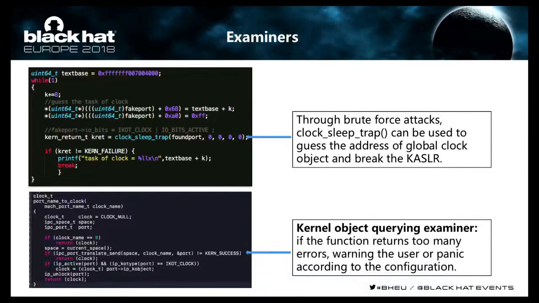The clock sleep trap is a system call that can be used to guess the address of the global clock object through a brute force attack. But when the attacker does the brute force attack, he needs to get a lot of error returns in order to guess the address of the clock object. Therefore, we implement the querying examiner, which counts the error returns in a time window, and then warns the user or panics the system according to the configuration.